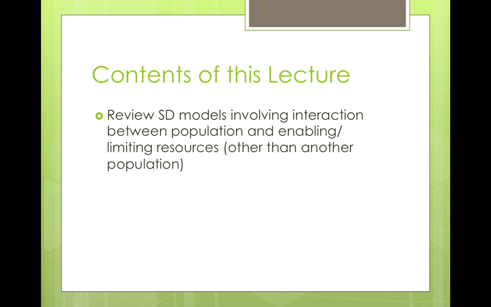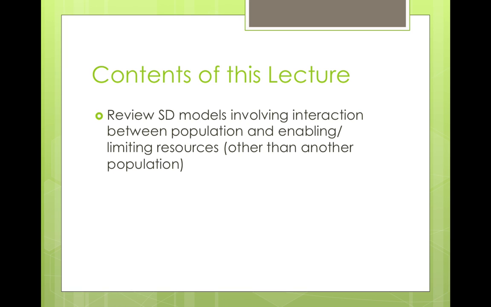We're going to be reviewing system dynamics models that involve the interaction between population and either enabling or limiting resources, and mostly we're going to be focusing on natural resources. Last time we spoke about when one population enabled or limited the others through competition. Today we're going to be looking at natural resources and their interaction and how they limit or enable population.